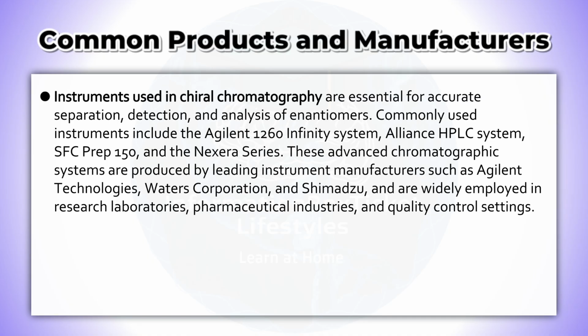Instruments used in chiral chromatography are essential for accurate separation, detection, and analysis of enantiomers. Commonly used instruments include the Agilent 1260 Infinity System, Alliance HPLC System, SFC Prep 150, and the Nexera series. These advanced chromatographic systems are produced by leading instrument manufacturers such as Agilent Technologies, Waters Corporation, and Shimadzu, and are widely employed in research laboratories, pharmaceutical industries, and quality control settings.